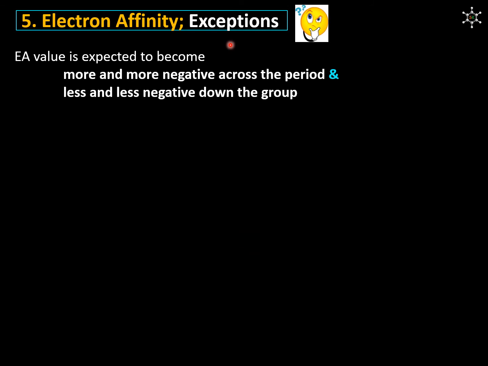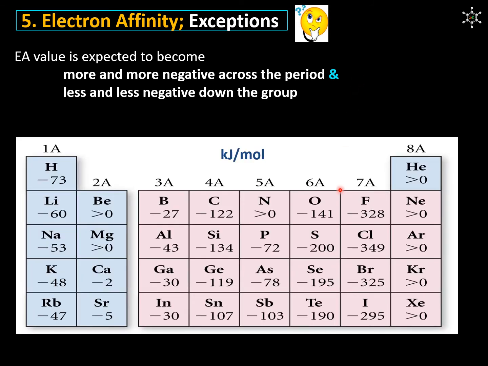There are exceptions even with electron affinity. What we expect is electron affinity values becoming more and more negative across the period and less negative down the group. Let us observe electron affinity values of a few elements in this table. We can see beryllium, magnesium, nitrogen and all noble gases have positive electron affinity values, contrary to our expectations, meaning addition of an electron to these elements has become an endothermic process. This is one exception.